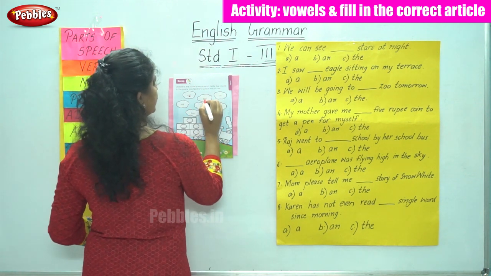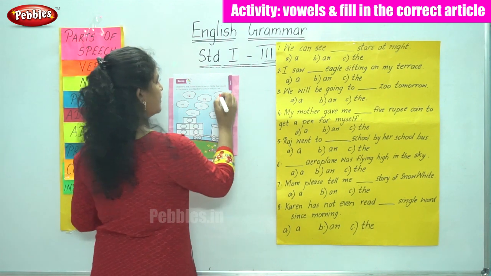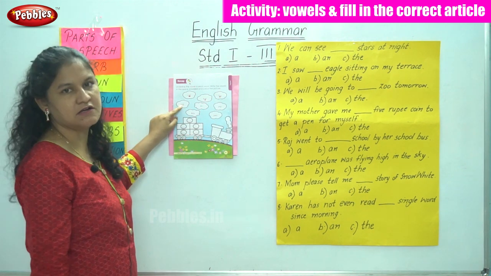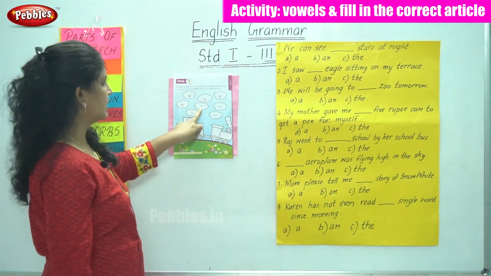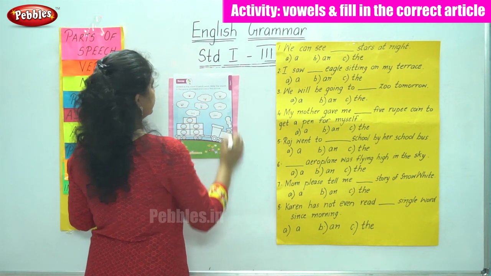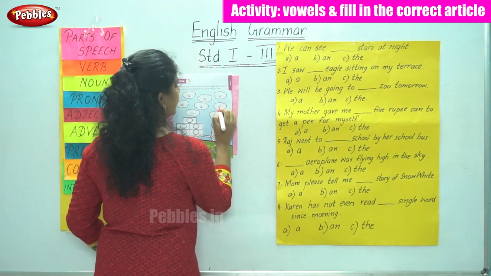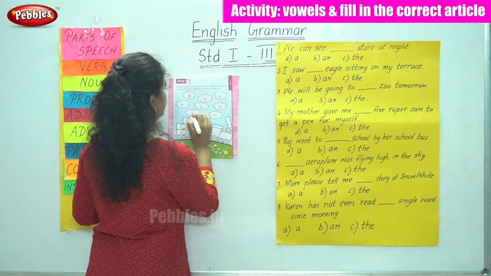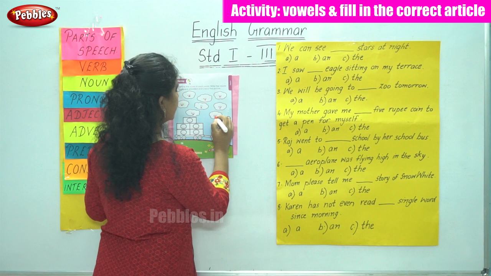So the vowel A. The next word, toy. So the vowel O. The next word I have rug. The vowel U. The next word I have tin, and I have the vowel I. The next word pig. I have the vowel I again. Boy. I have the vowel O. And the word pen, and I have the vowel E.